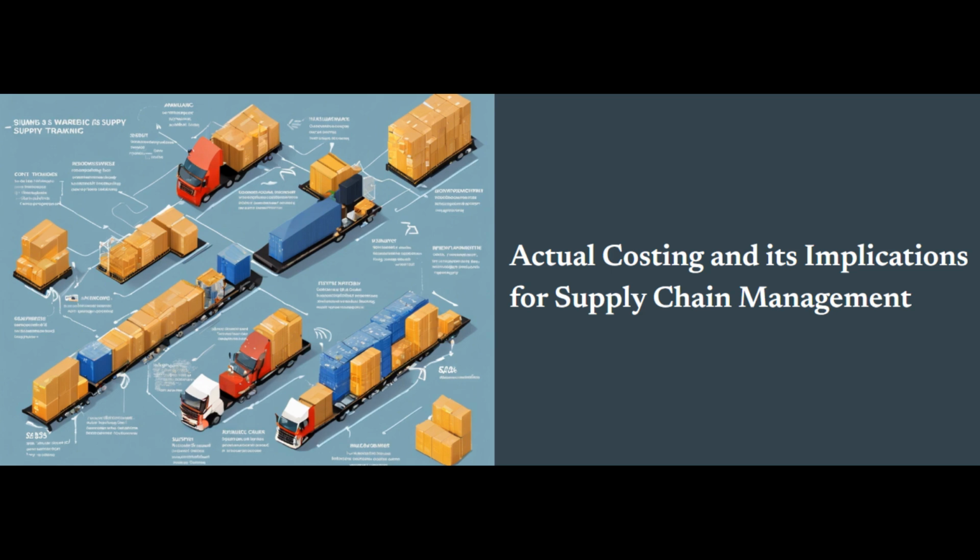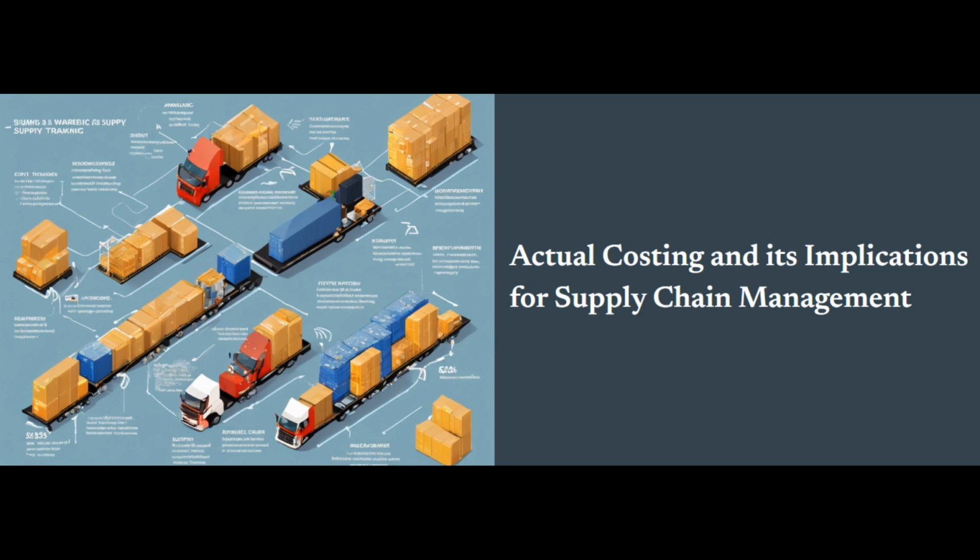Improved financial reporting and performance evaluation. Actual costing data can enhance the accuracy and reliability of financial reporting, enabling organizations to better assess the profitability and performance of their supply chain operations. Increased supply chain responsiveness. With a clear understanding of actual costs, companies can quickly adapt their supply chain strategies to respond to changing market conditions, fluctuations in demand, or disruptions in the supply chain.